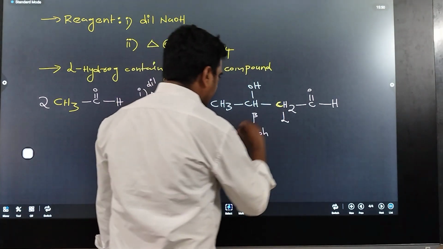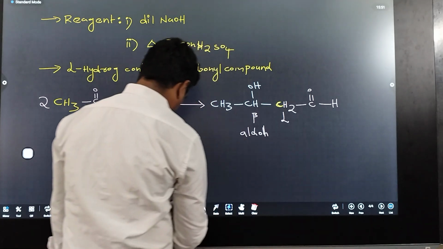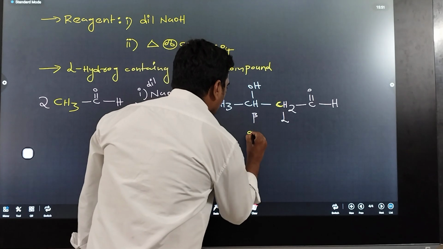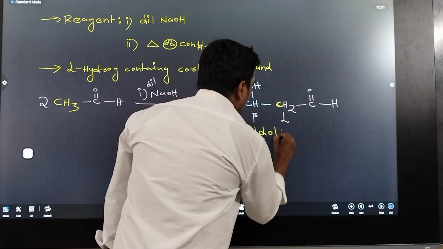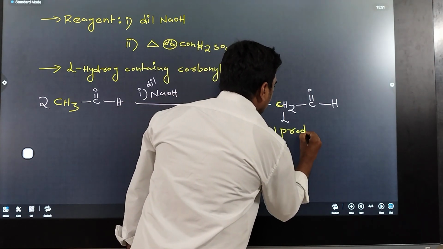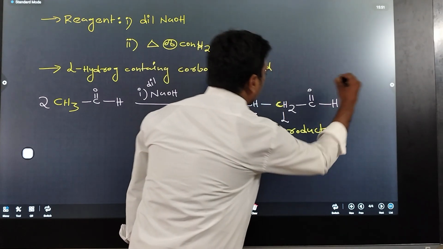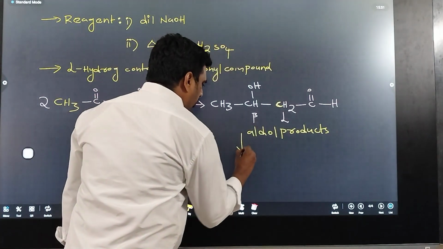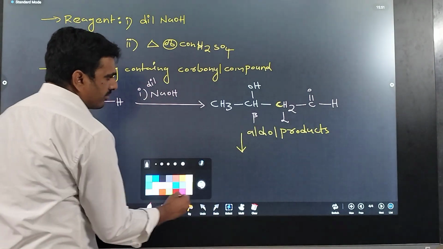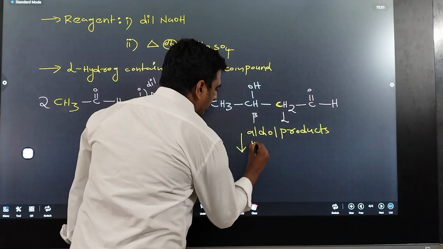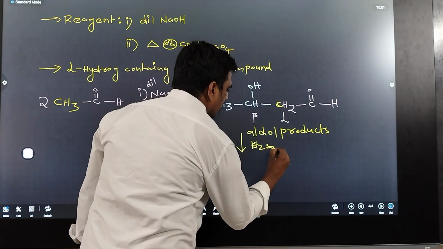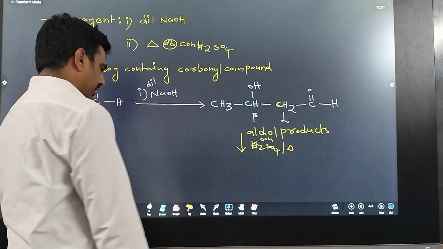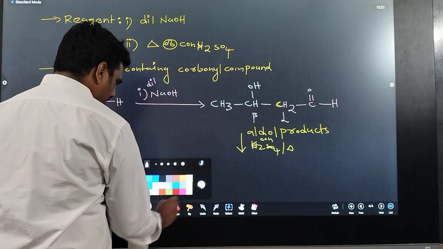Aldol products. Then I can use concentrated H2SO4 or heat. Concentrated H2SO4 or heat. So I can write here.